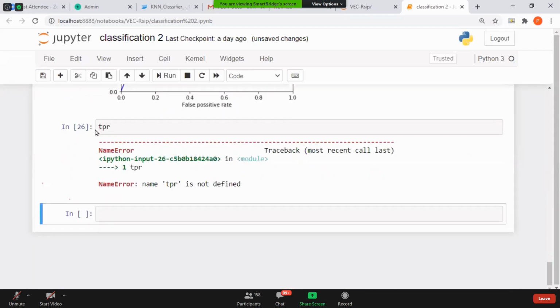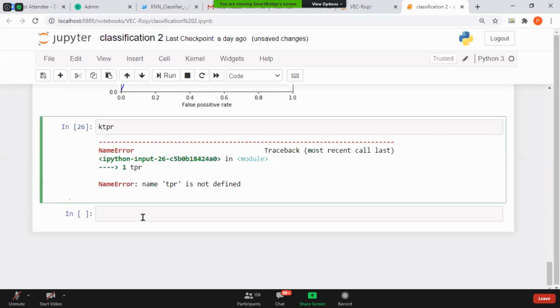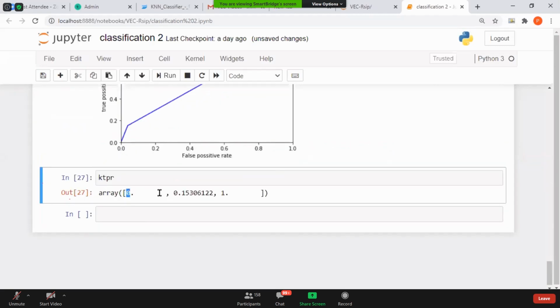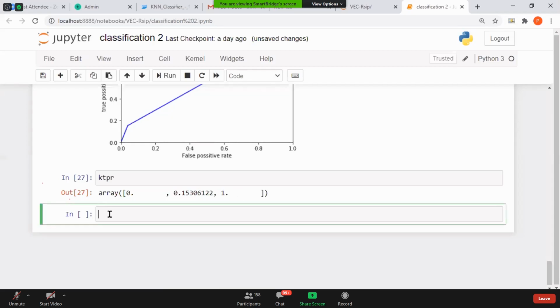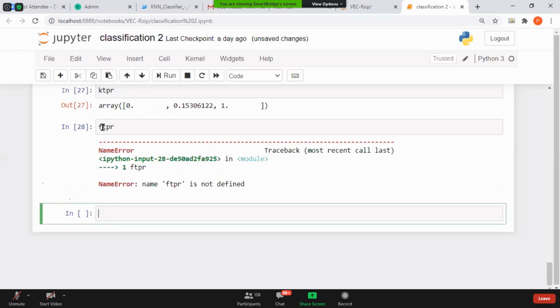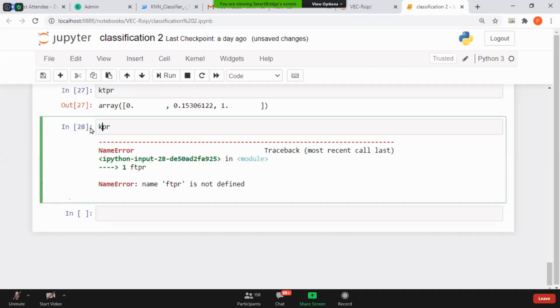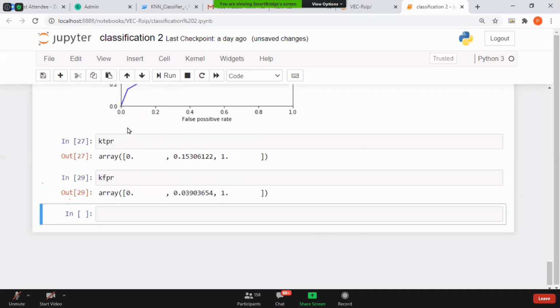So that is the TPR, right? How many values do we have? 0, 0.15, 1. And for the FPR, you got 0, 0.3 and 1.